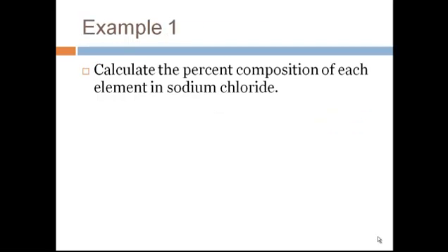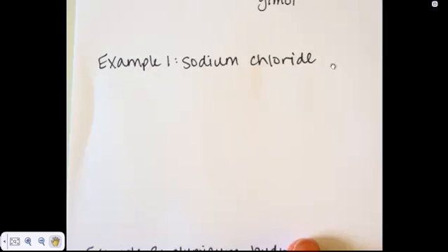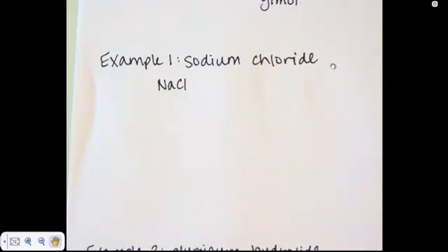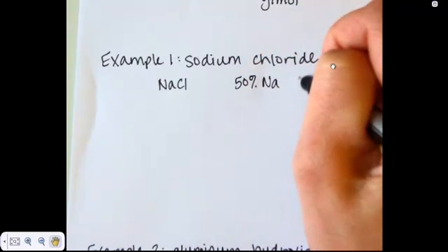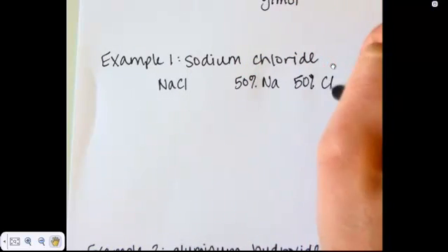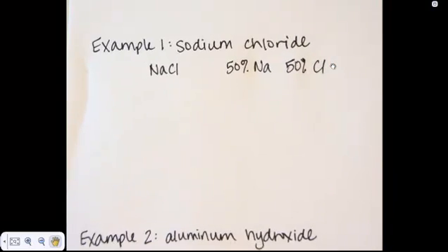So here are two examples for us to work through together. The first one says, calculate the percent composition of each element in sodium chloride. So the first thing we're going to do is make sure that we have the correct formula for sodium chloride. And if you just looked at what percent by atoms you had, you would find that 50% of the atoms are sodium and 50% of the atoms are chlorine. However, that's not by mass, that's by counting atoms. To figure it out by mass, we first have to figure out the molar mass.